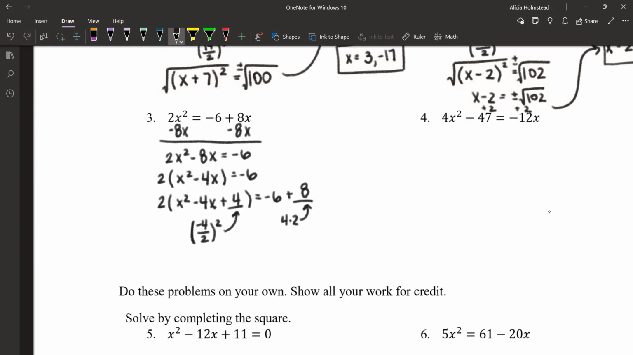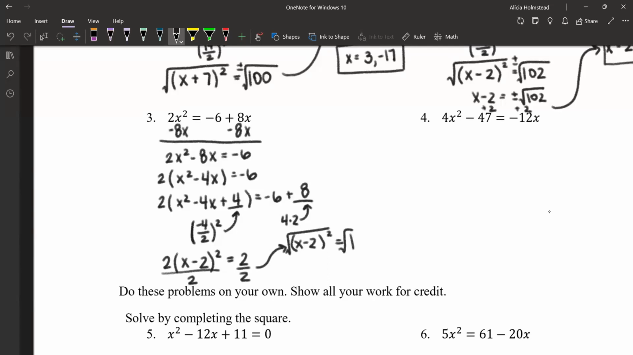Our fourth step then is to write the left side in factored form. So the 2 is going to come along for the ride. We're going to take our variable. We're going to take our middle term and divide it by 2, which is -2. Square that, and that's going to be equal to -6 plus 8, which is a +2. Then we can go ahead and divide by 2 on both sides. So we end up with x minus 2 squared equals 1.